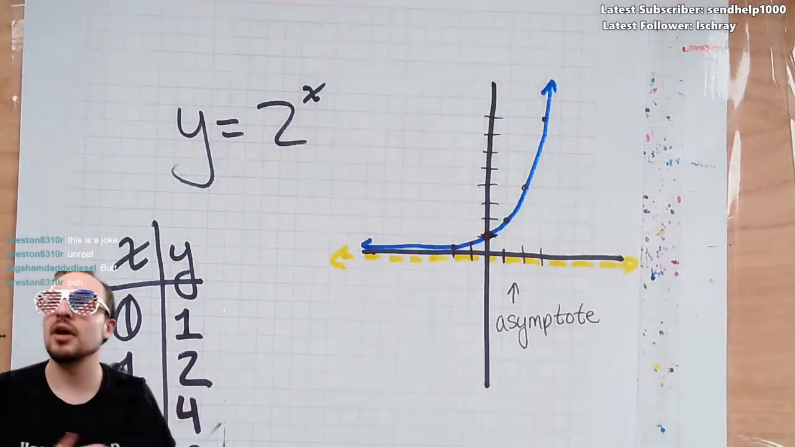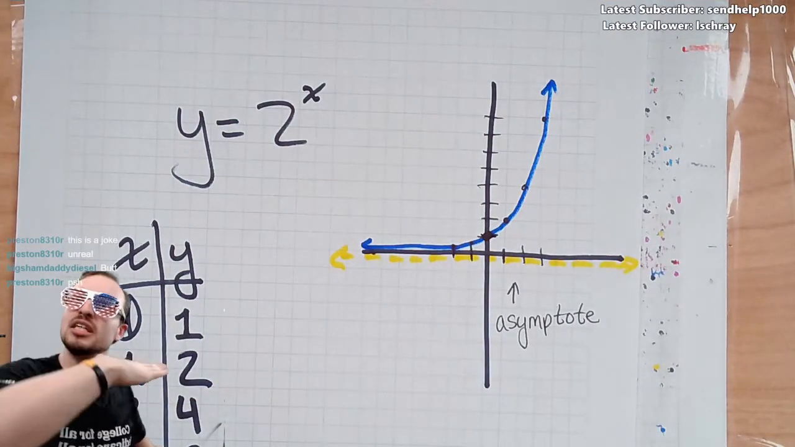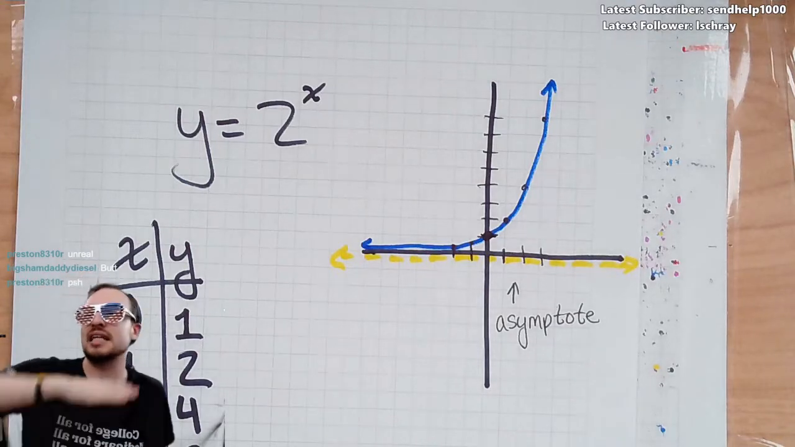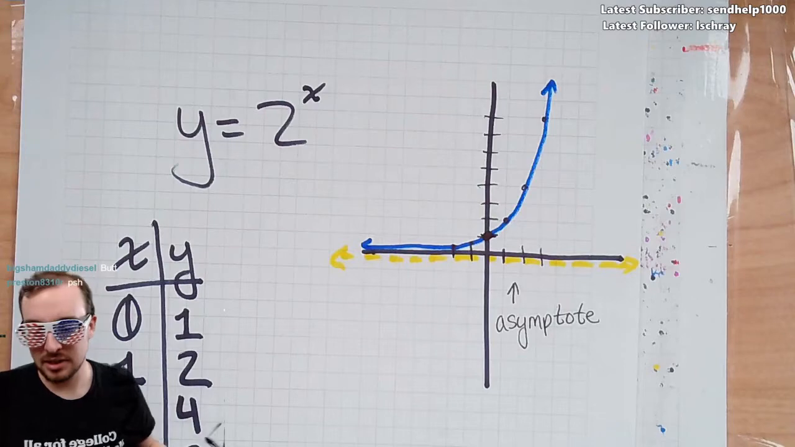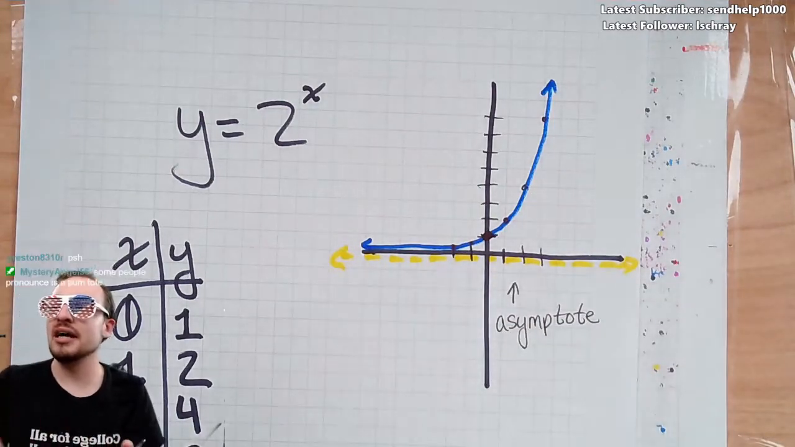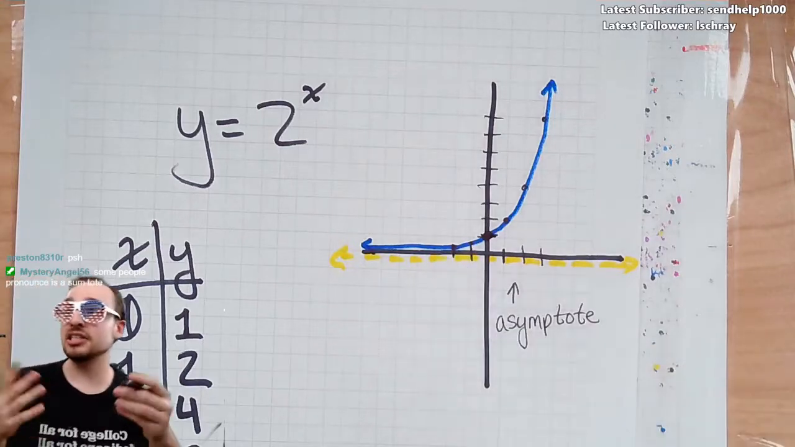So the line that it never crosses, that's the asymptote. You know how there's some rules you just don't cross? There's some lines you just don't cross. That's an asymptote. So this one has an asymptote at 0, right? It never goes below 0. We can get really close. A half, a quarter, an eighth, a 16th, right?